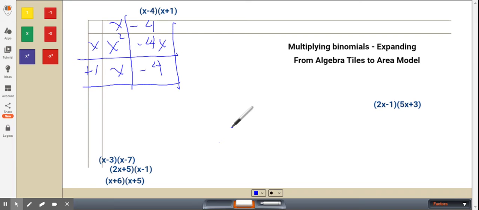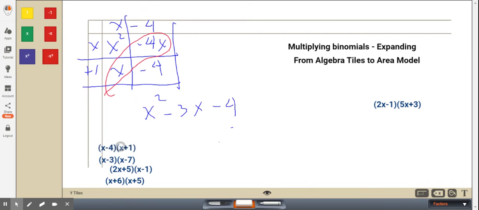Okay, so there it is. There's your model. And like before, the diagonal shows us like terms: negative 4x and positive x. And then I can write the expansion just like this. x squared, and then negative 4x plus 1x is negative 3x, minus 4. And that's it. Great.